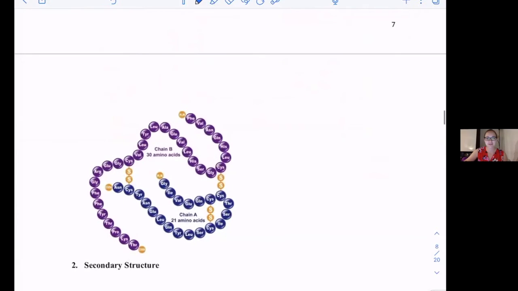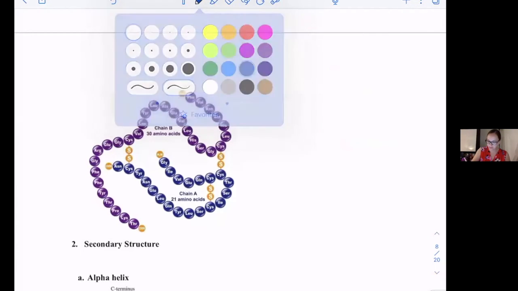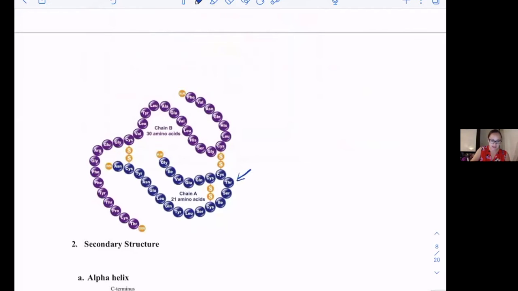So this is just a picture form of primary structure for you guys. This particular peptide chain or protein overall has just over 50 amino acids. It has 2 chains of peptides. You can see one's in blue, one's in purple. So let's do blue for chain A. Chain A has 21 amino acids, as it says here.